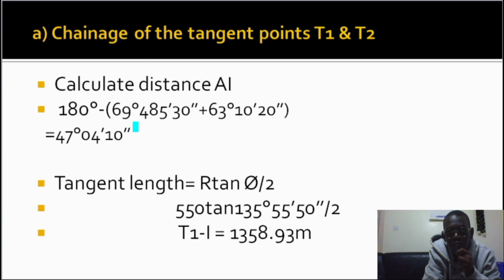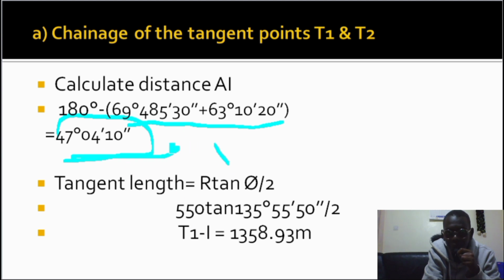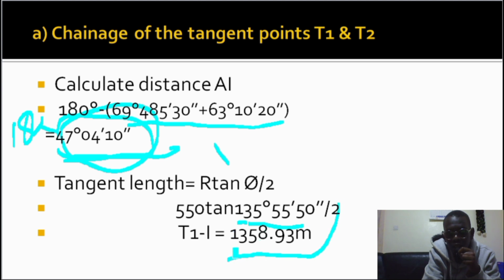So 180 minus the addition of those two angles, and our value becomes 47°41'0". So this is the angle of intersection. Then by subtracting this value from 180 degrees, we get the deflection angle. We're going to calculate the tangent length using the formula R tan theta over 2. The R here is 550, tan theta, where theta is 135 divided by 2. This value is gotten from subtracting the intersection angle from 180. So from T1 to I, that is the tangent length, we get our value as 1358.93 meters. That is the value we are going to be using later.